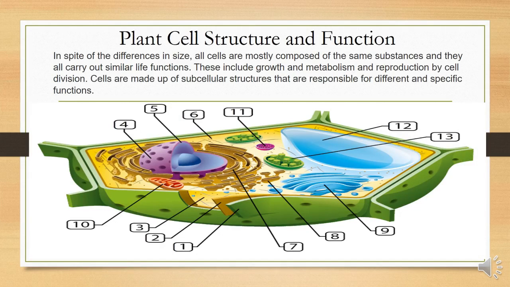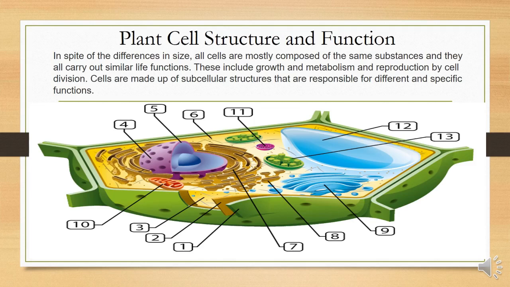When we talk about the plant cell structure and function, we need to look at the plant cells under the microscope, and if we use the electron microscope, then we magnify our plant cell more clearly, and we can see the parts, each and every part separately.